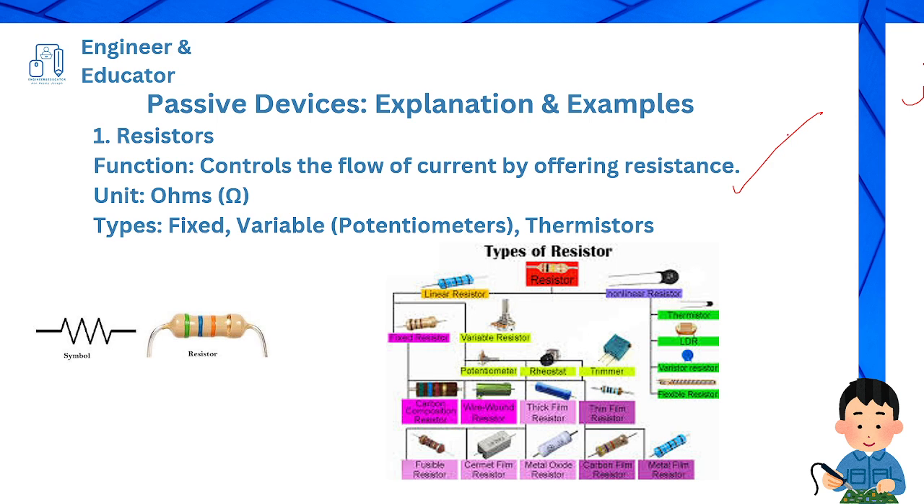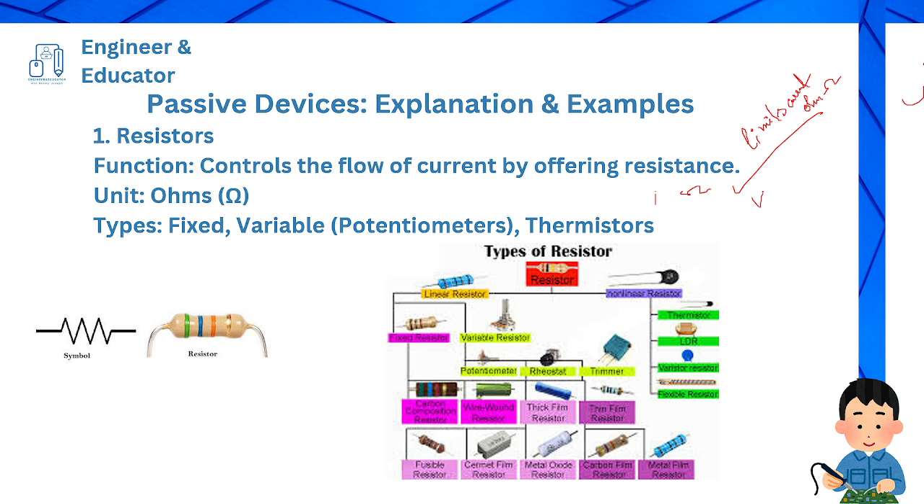There are different types of resistors. What is the function of a resistor? Offering resistance means it limits the current flowing through a circuit. That is the function of a resistor. What is the unit of resistance? It is ohm, and Ohm is the symbol for resistance.